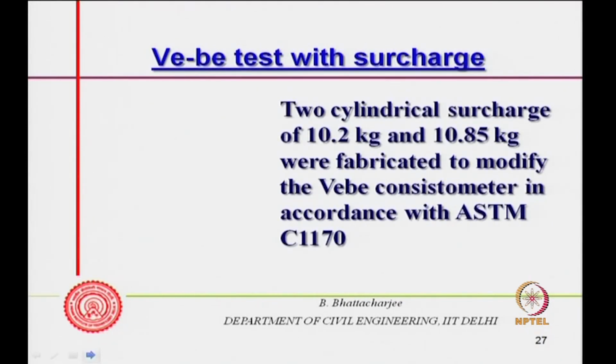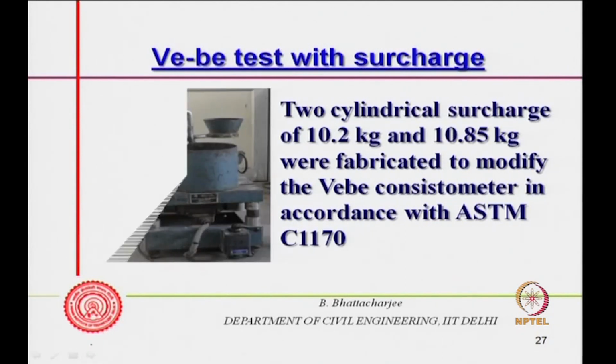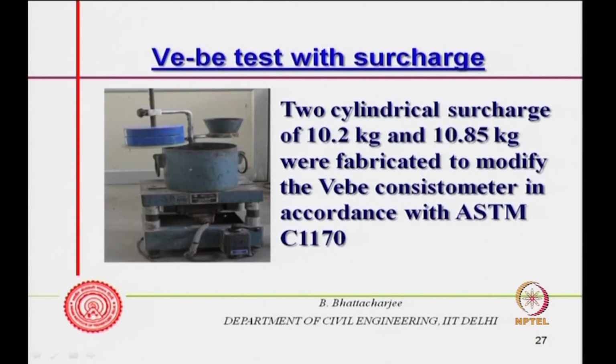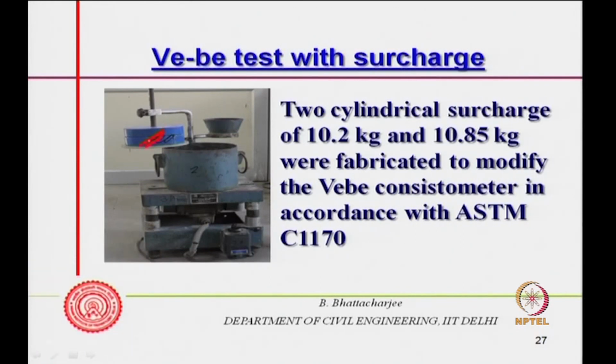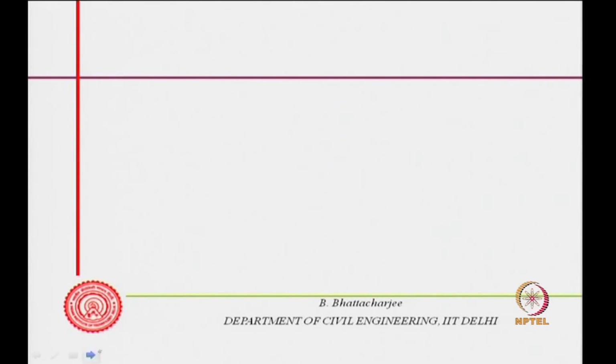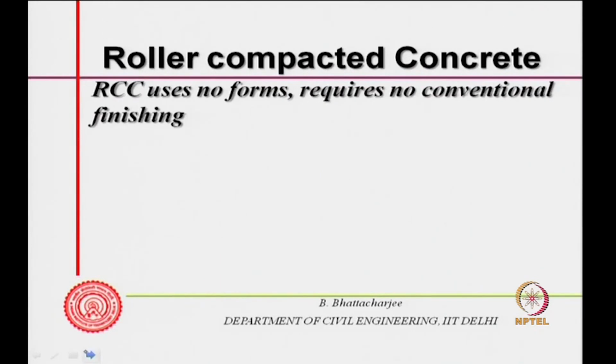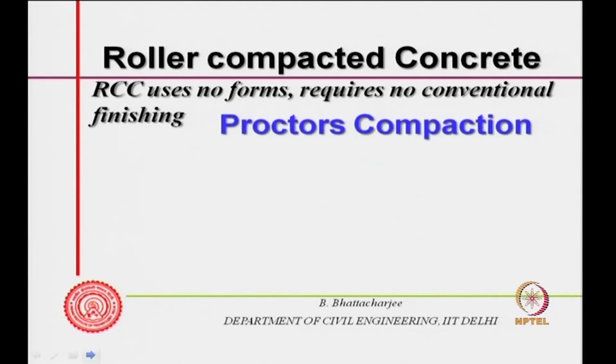So, cylindrical surcharge could be of this kind for pavement concrete, typical BB test, and you put a surcharge here. These are the surcharge. Let me use red color. Additional surcharge you put, do the BB test. ASTM 1170 gives you the idea. So, BB test with surcharge, that is the idea, and RCC requires no forms, requires no conventional finishing. Therefore, big advantage. Less cement actually, in this you can design it for lower cement in fact.